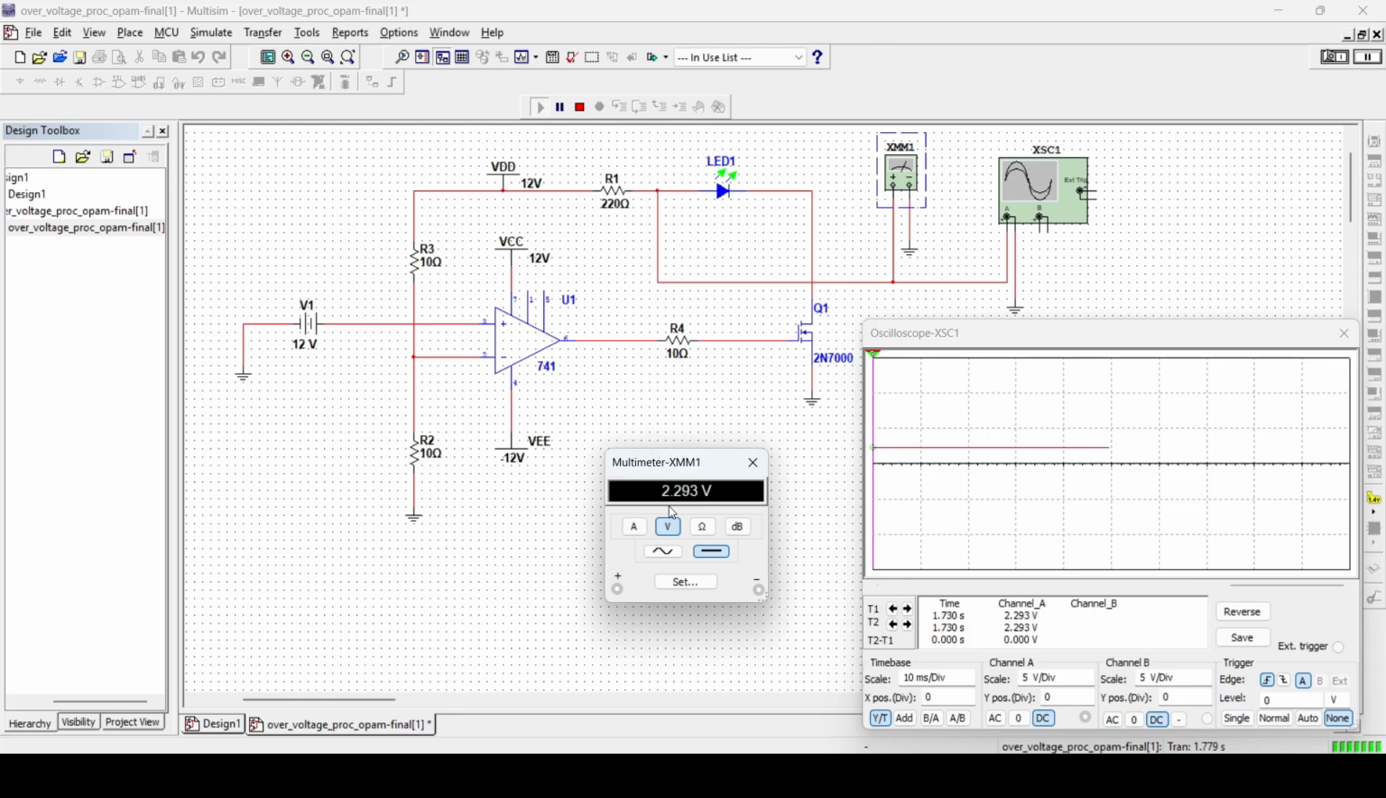In real world applications, this type of protection circuit is used in battery chargers, PC supplies, microcontroller projects, LED drivers, telecom devices, and industrial equipment where safe voltage is important. So this was the overvoltage protection circuit using an op-amp, along with the Multisim simulation.